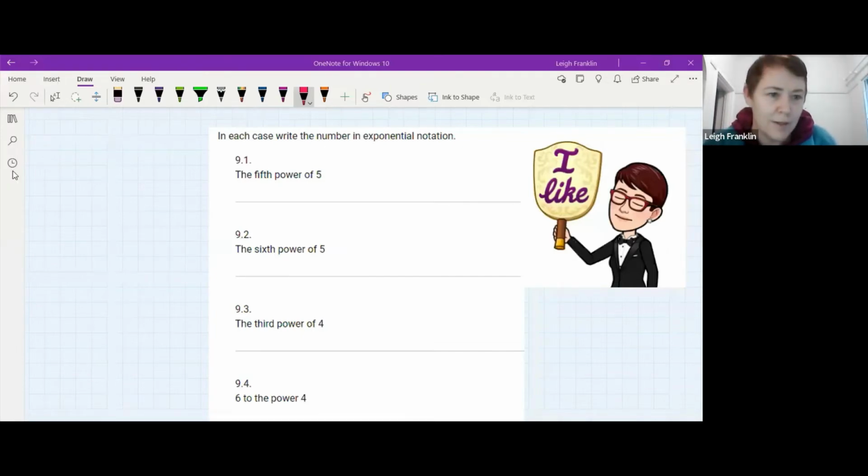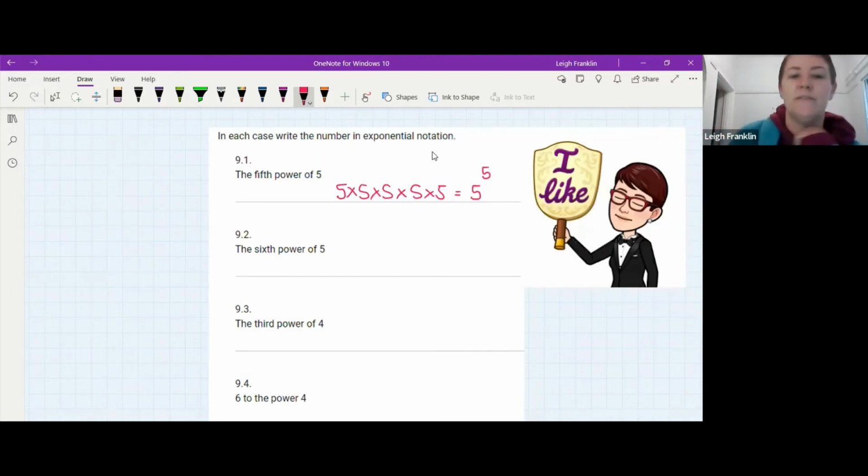Oh, okay. Devin, let's ask you, how did you write 9.1? Ma'am, I wrote it as 5 times 5 times 5 times 5 times 5. Absolutely. But if you're writing it in exponential notation, that means you need to write it as 5 to the power of 5. Good. So the fifth power of 5 means 5 multiplied by itself 5 times, which is 5 to the power of 5.